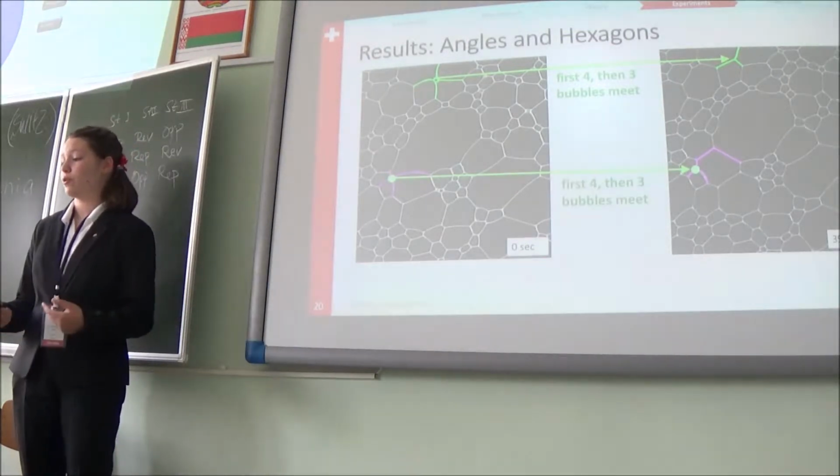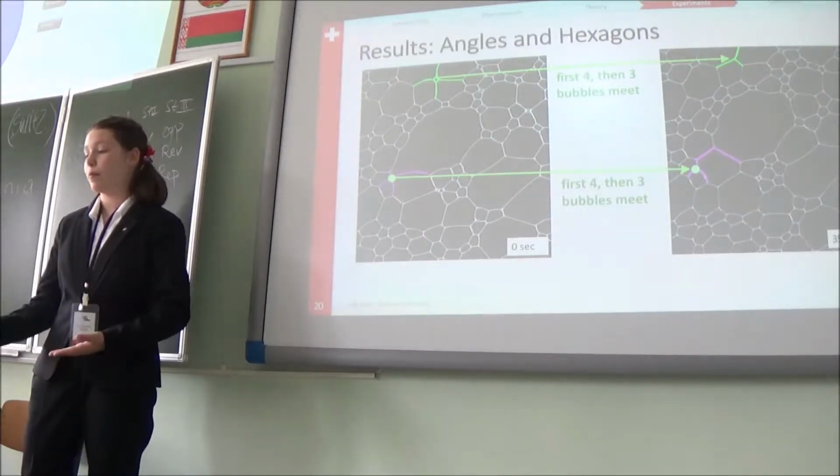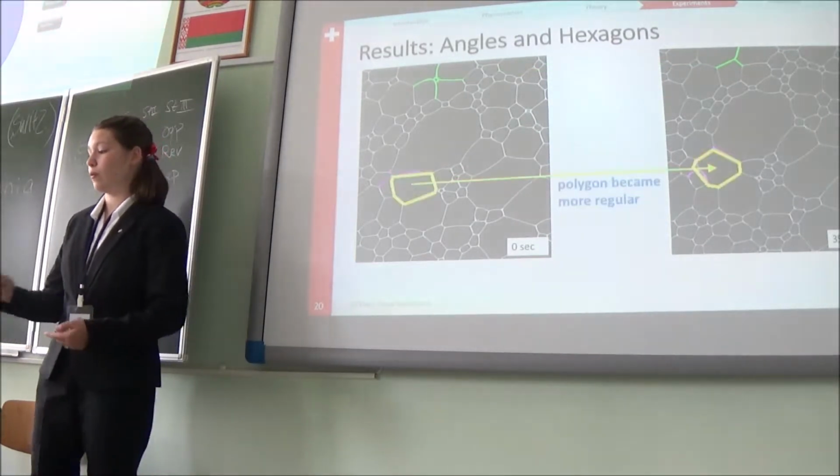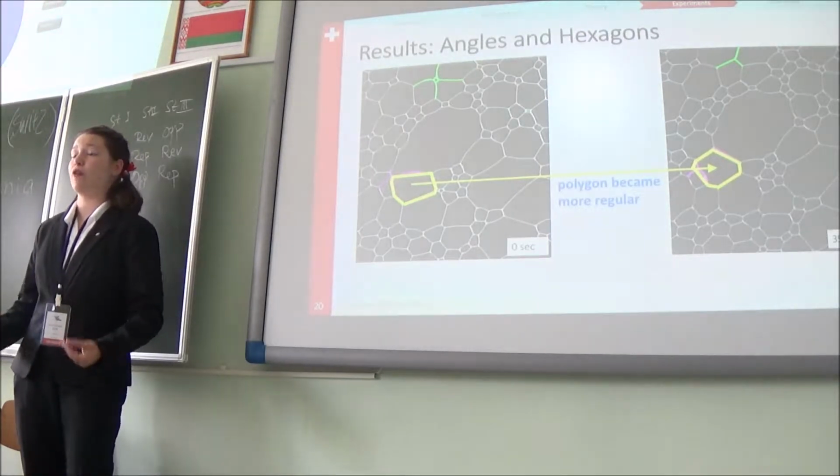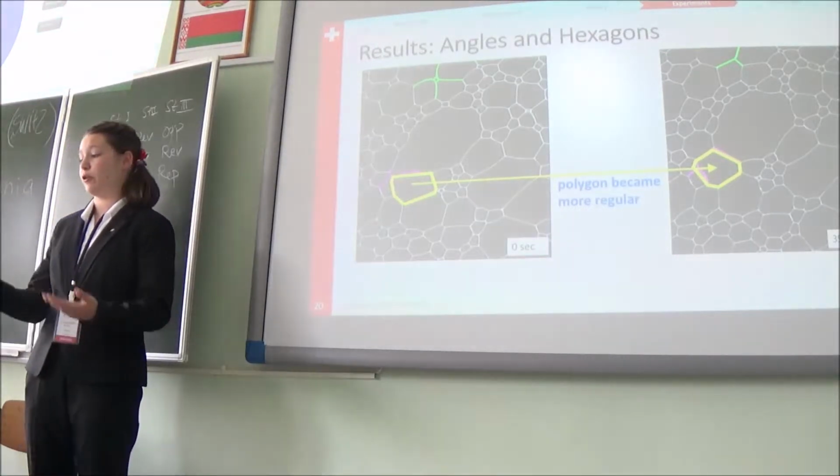In this case, we also have first 4 bubbles that meet and then 3 bubbles that meet. Also, I want to mention that this polygon became more regular, which means it approaches the shape of a regular hexagon more than it did before.